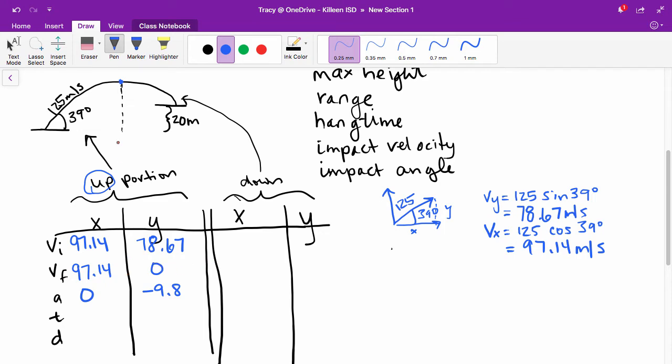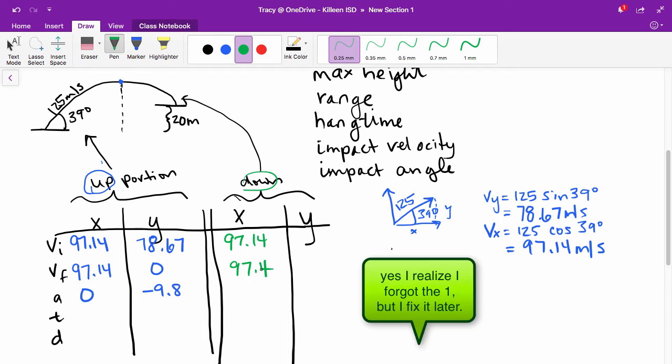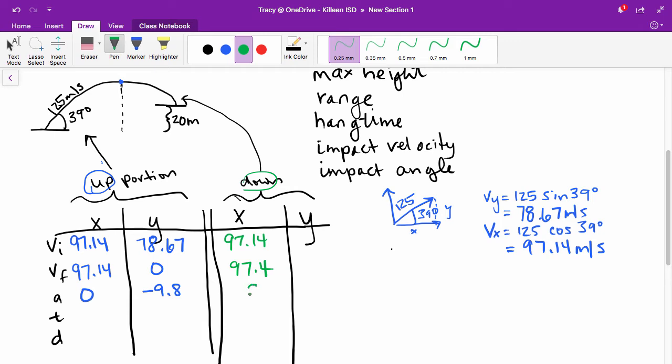I also know that as this continues on, the x velocity doesn't change. So it'll be 97.14 in this up portion, but it'll also be 97.14 in the down portion. So I'll go ahead and put that in also. I'm going to do all of these calculations in green. And I'll finish the rest of those assumptions later, but again, our acceleration will be 0, and that'll be negative 9.8, etc. We'll figure the rest out.